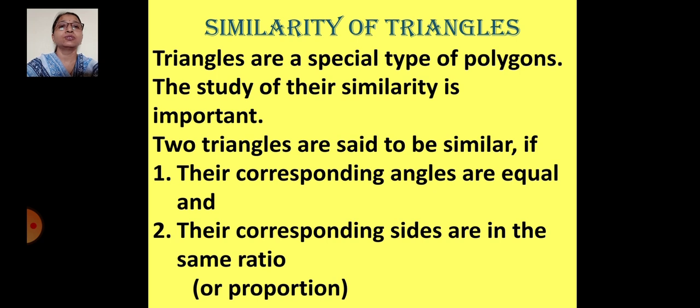Now, as I told you earlier, in this chapter we will learn similarity of triangles only. Triangles are a special type of polygon. The study of their similarity is very important. Two triangles are said to be similar if their corresponding angles are equal and their corresponding sides are in the same ratio or proportion.